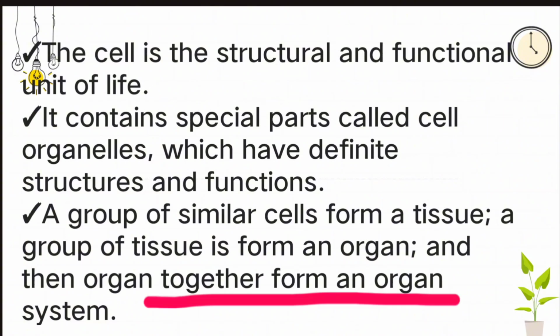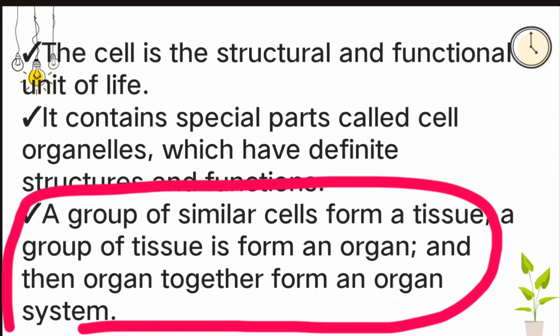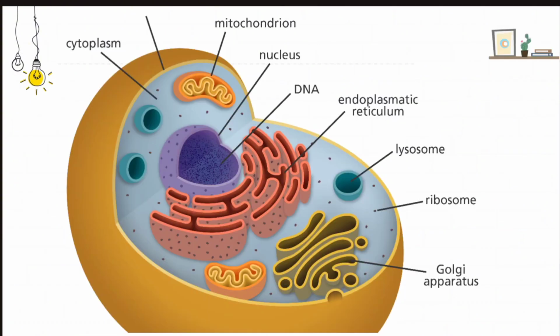A group of similar cells form a tissue, and a group of tissues form an organ, and those organs together form an organ system. This is the overview of the cell, and the cell contains different organelles.